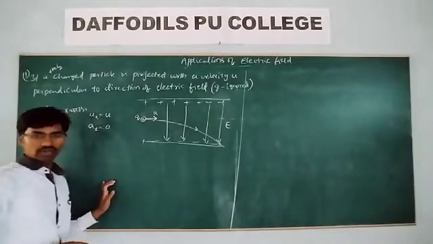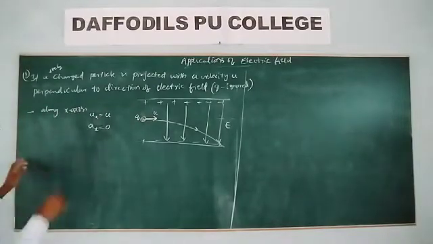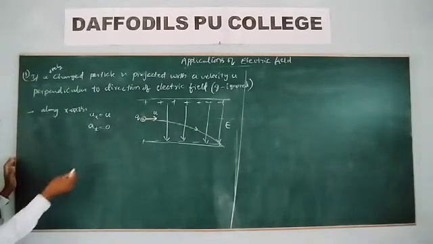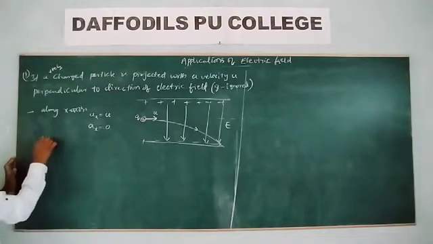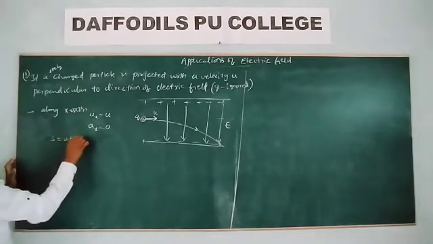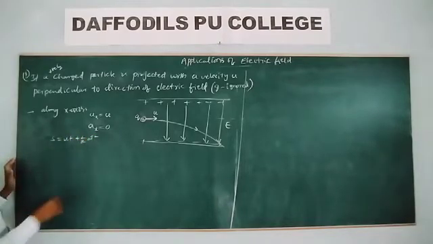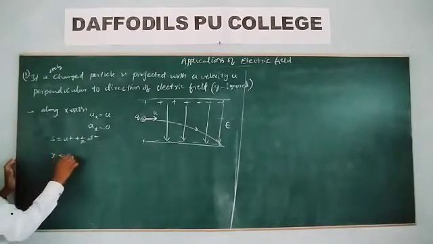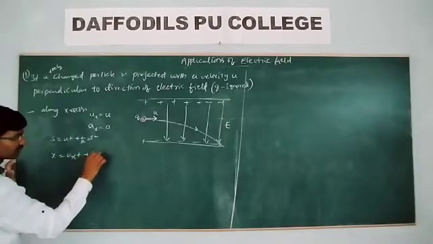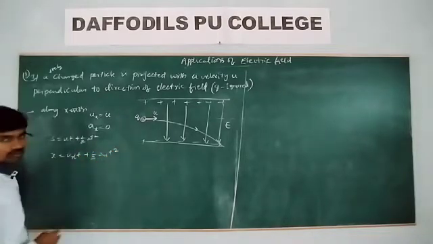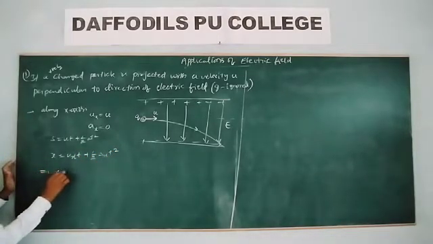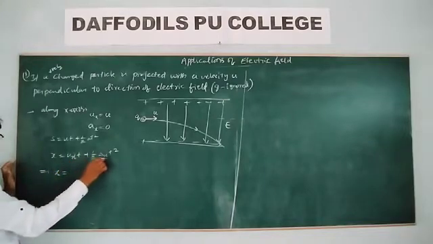Is it acceleration due to gravity? Ignored. Now, ax is equal to 0. Can you tell what would be the distance traveled? Then x is equal to ut plus half at square. Same as that, x is equal to uxt plus half axt square. That represents ax is equal to 0.